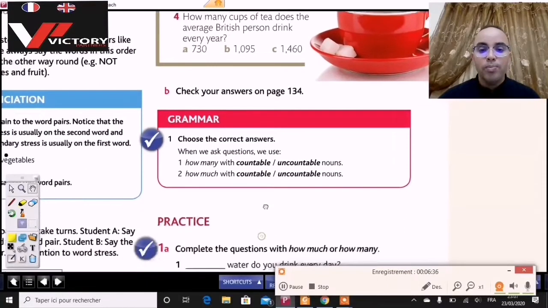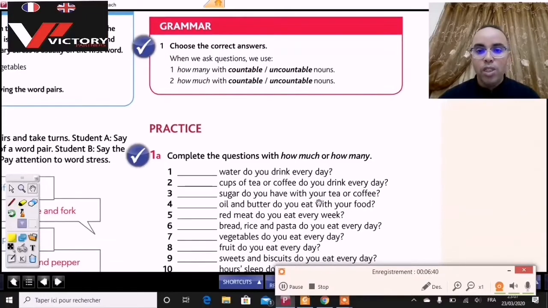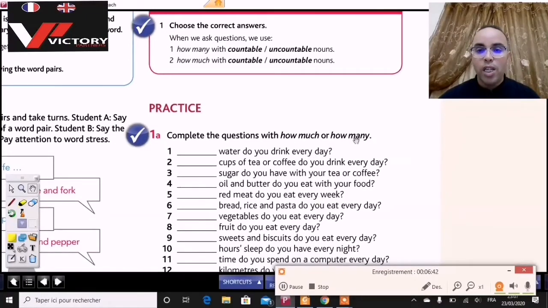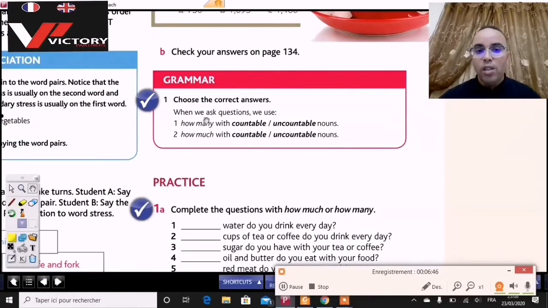So now practice using the questions with how much and how many here. Before that, I want you to choose the correct answer. When we ask questions, we use how many with countable or uncountable nouns? According to the sentences you have got in the quiz, how much is used with countable or uncountable nouns?